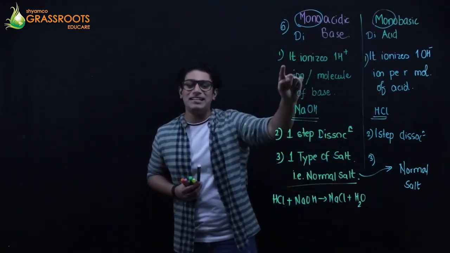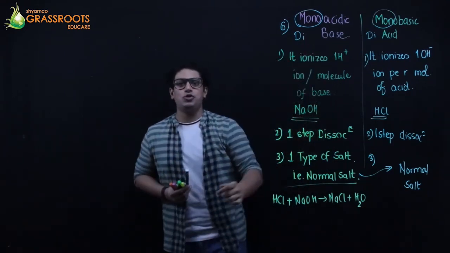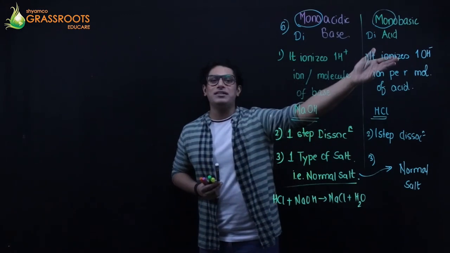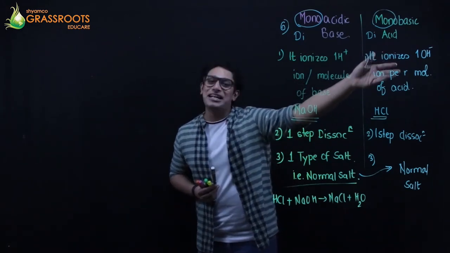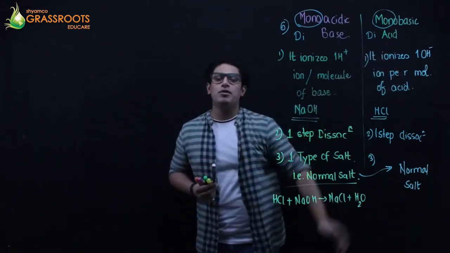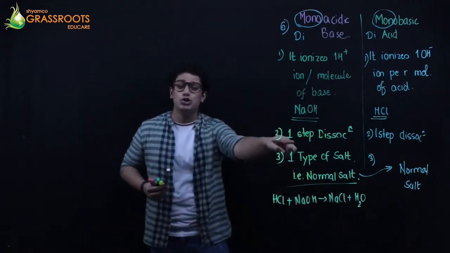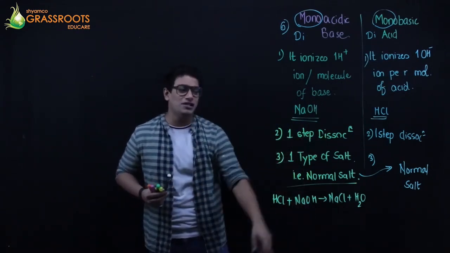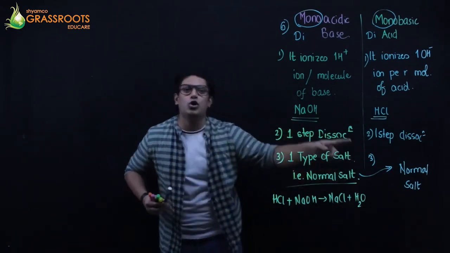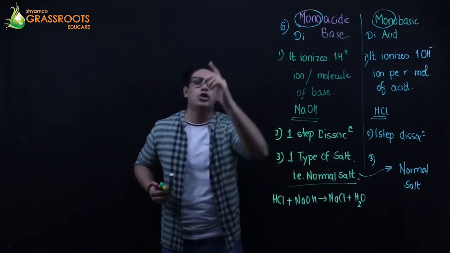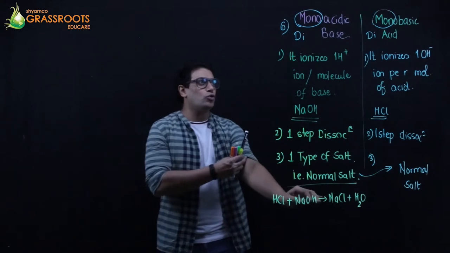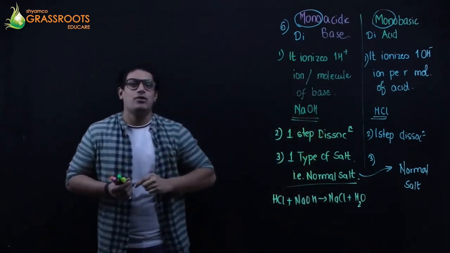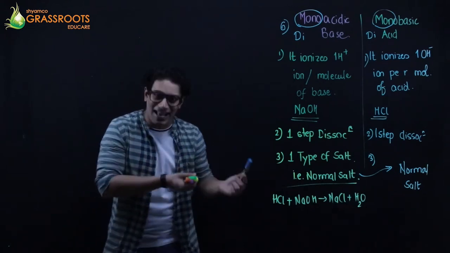Diacidic base में it ionizes two H plus ions per molecule of a base, and that one ionizes two hydroxyl ions per molecule of the base. It is a two-step dissociation. There can be two options possible. You can have an acid salt also. You can have a normal salt also. So वो general है. Based on this, you can also make or differentiate between di and tri.